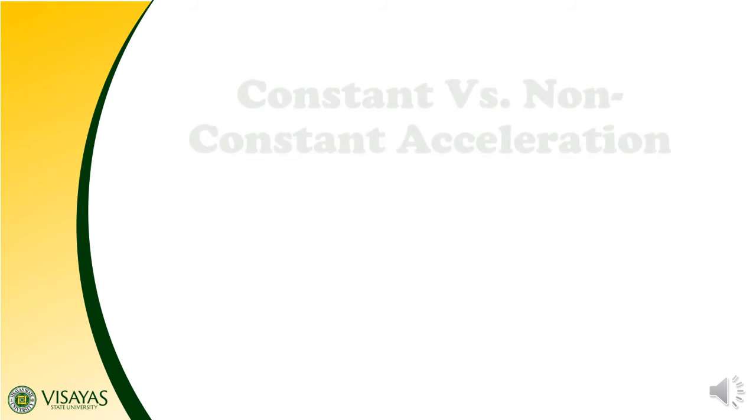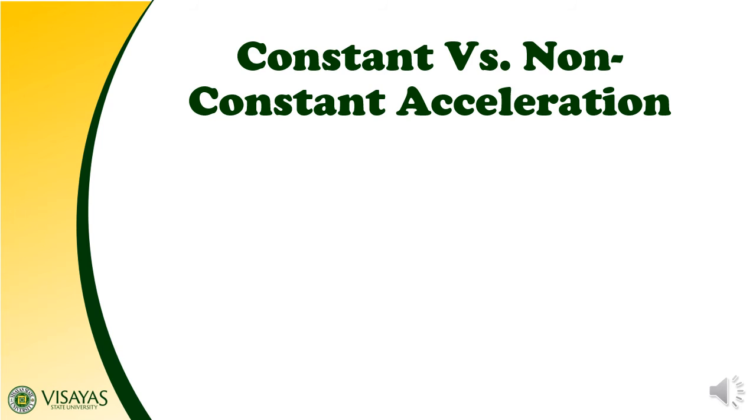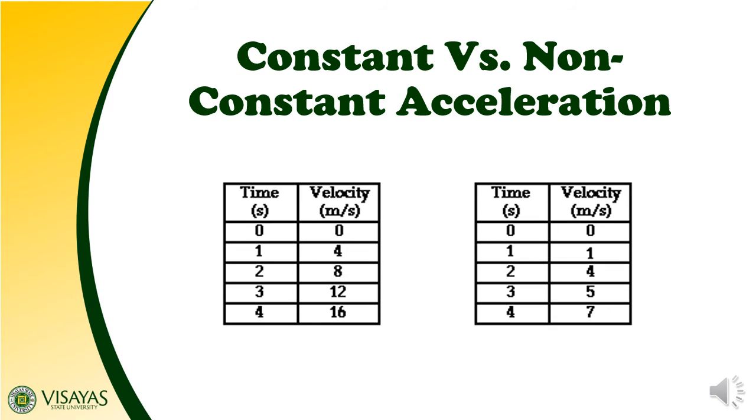Since we are talking about acceleration, we must know two terms related to acceleration. What are those terms? The constant and non-constant acceleration. So I have here two tables, and all you have to do is examine these two tables and answer this question. Which table shows a constant acceleration and which table shows a non-constant acceleration?